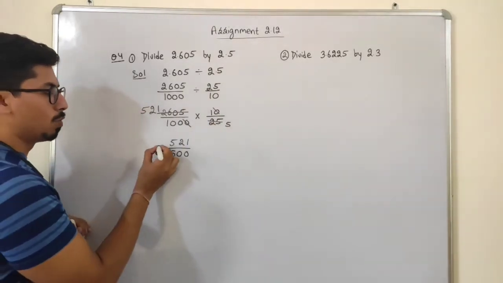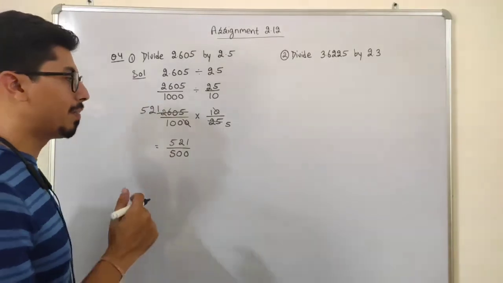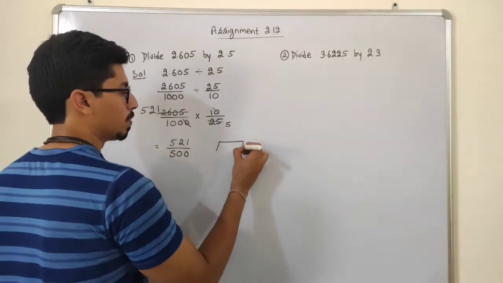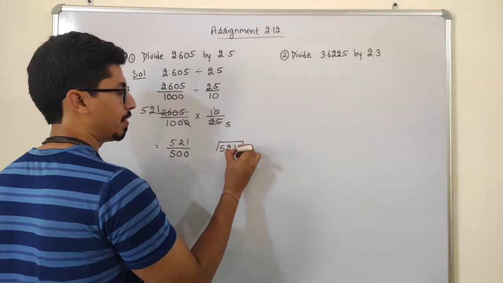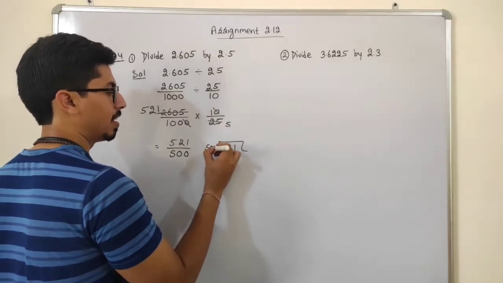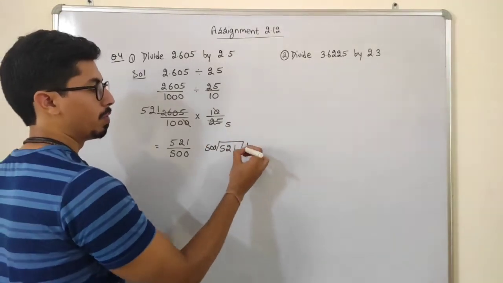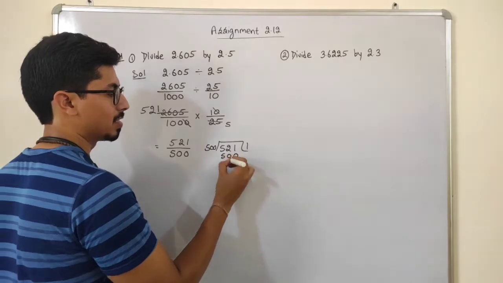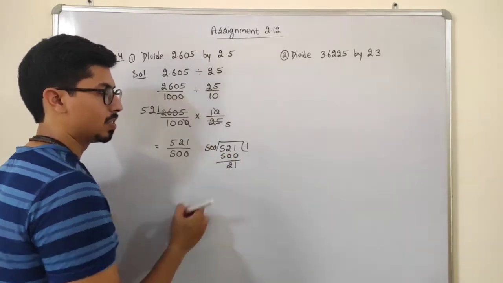So what we have to do? We have to divide 521 by 500, students. So 521, and here we have 500 now. So 500 as it is. 21 students.